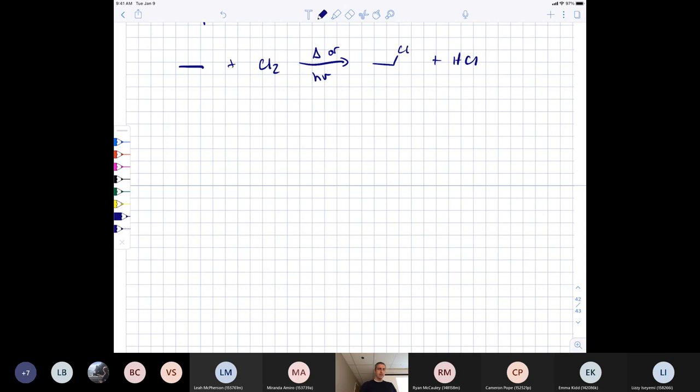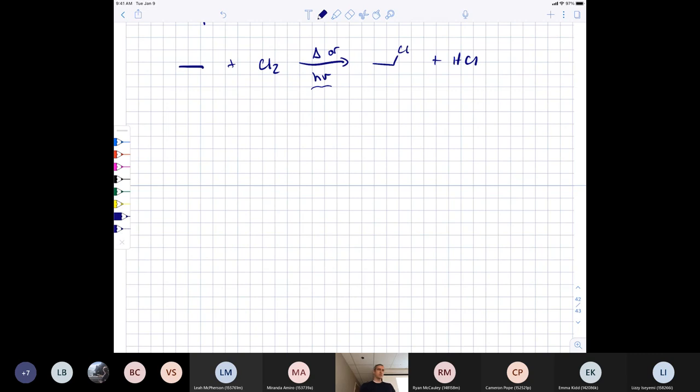That little triangle, as you've seen before, means heat. And the h nu symbol here means light. To do light, all you do is take a light bulb and hold it close to your reaction. Make sure there's light shining on your reaction.